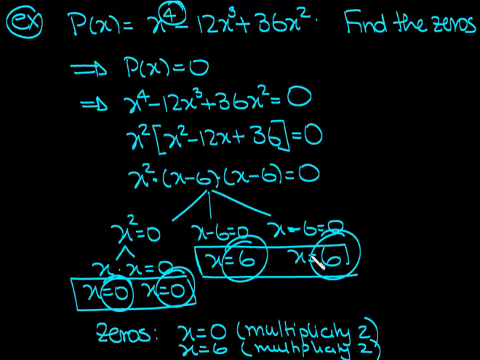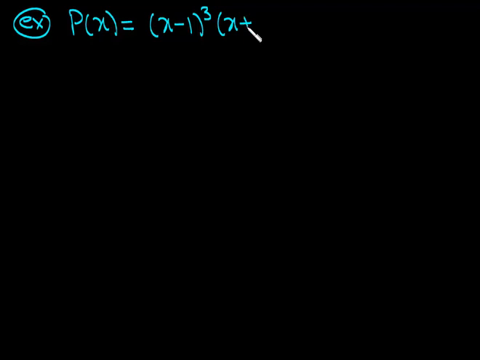Alright, so sometimes you have to factor the polynomial, sometimes they might give them to you factored. So let me go ahead and do one last example before I give you some theorems. Let's say I have a polynomial like this: p of x equals (x minus 1) cubed, (x plus 2) squared, and (x minus 3). It's already factored. So I want to find the zeros.